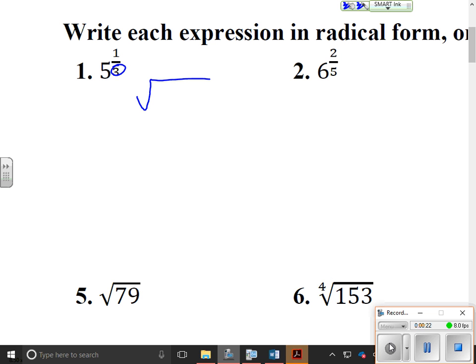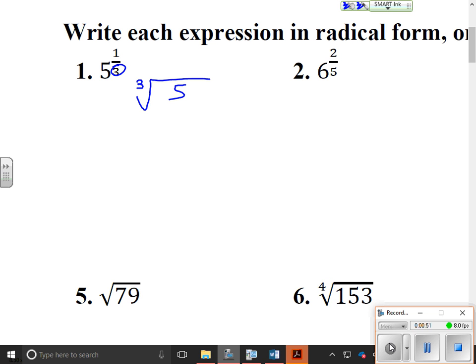When you're writing it on your paper, you need to make sure that you write it so it's obvious that it's an index. I've seen some where you have the 3 and then it's not the right thing. You need to make it obvious that it's the index for that radical. The numerator is the exponent. We won't write 5 to the first, we'll just write 5. So that's all you really have to do for 1.